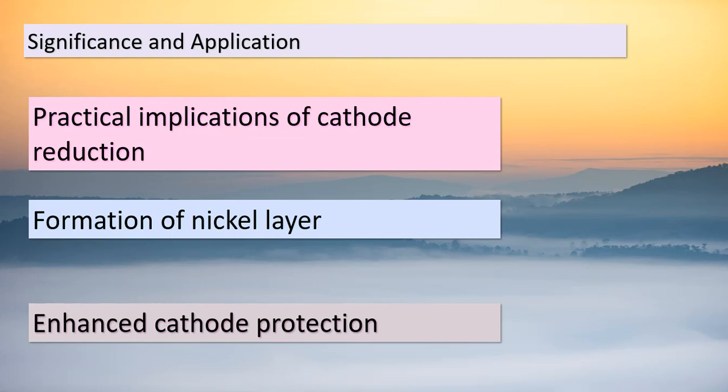Additionally, this process finds a special place in the world of electroplating. Through cathode reduction, electroplating processes allow us to coat objects with a layer of nickel, enhancing their appearance and properties. And there you have it, an insightful journey into the realm of electrochemical reactions and cathode magic.